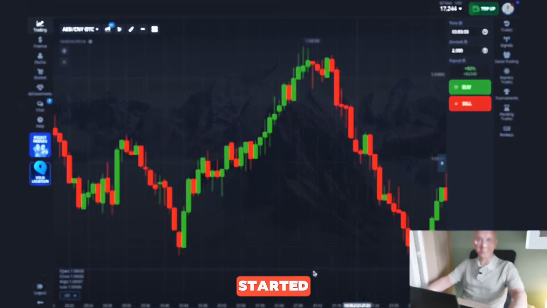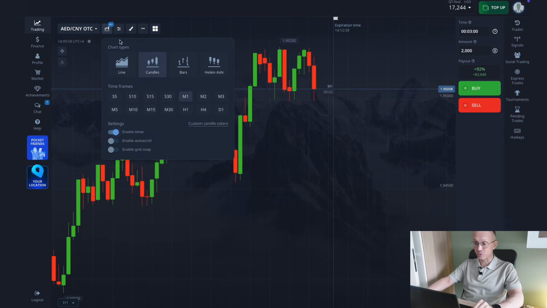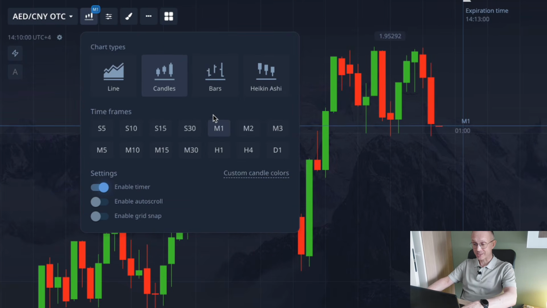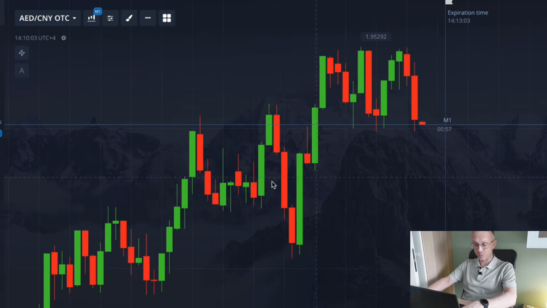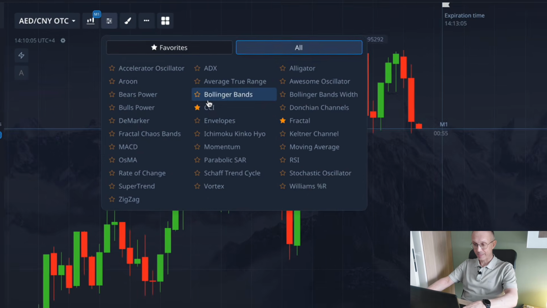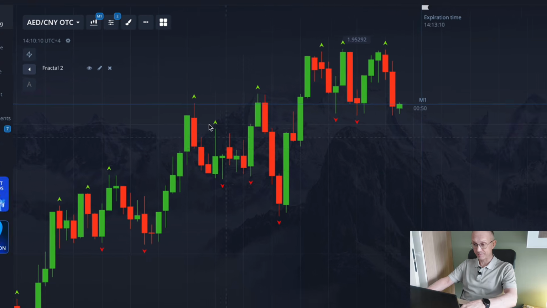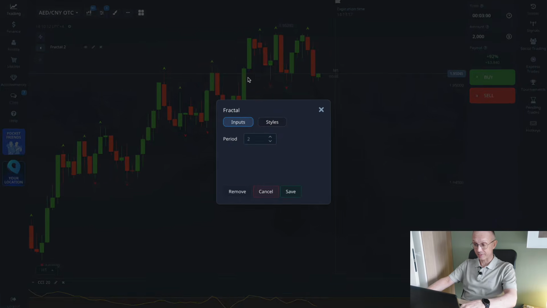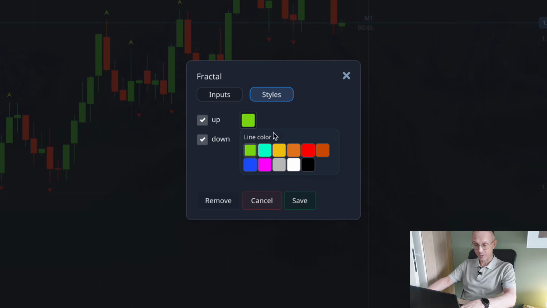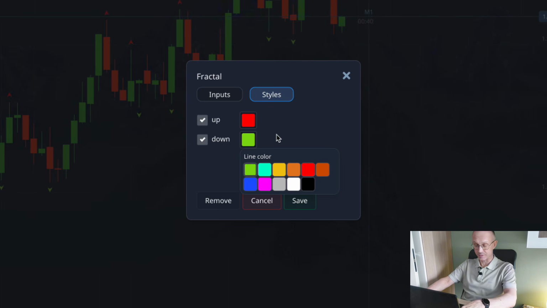Let's get started. First, let's prepare the tools for work. I'm choosing classic candles and setting the time frame to 1 minute. Let's go to the Indicators tab and select the CCI and the fractal. Let's configure the fractal indicator first. We go to Style, make up red, set down to green, and save.